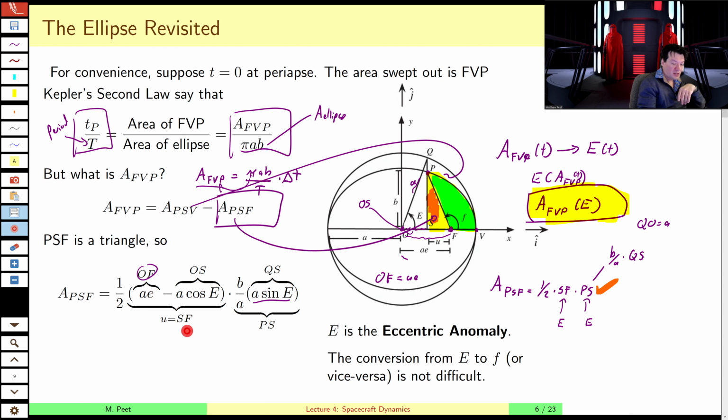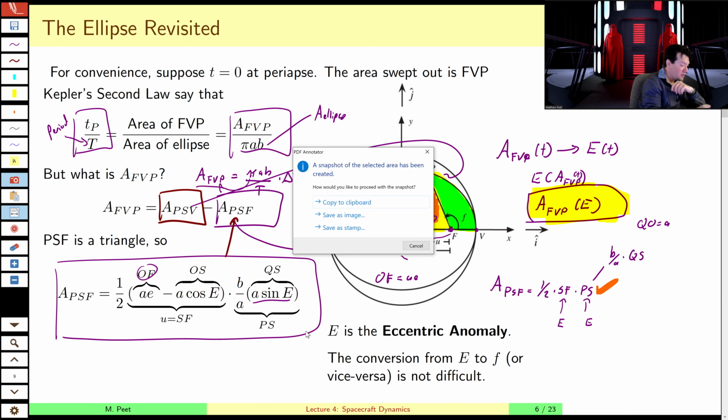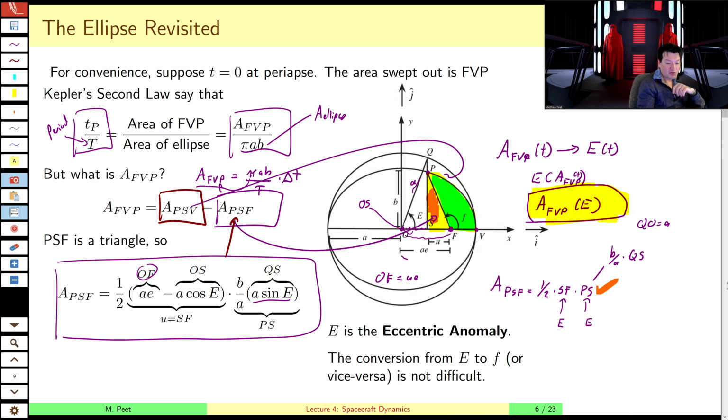And then we've got both parts of the area formula, SF and PS, and we can just do 1/2 base times height. So we now have a nice expression for the area of PSF. So we have half of the terms that we need. It goes in there. And so now the question becomes, what is the expression for PSV? So let's just grab this term here so we don't forget it, copy to the clipboard and go on to the next slide.